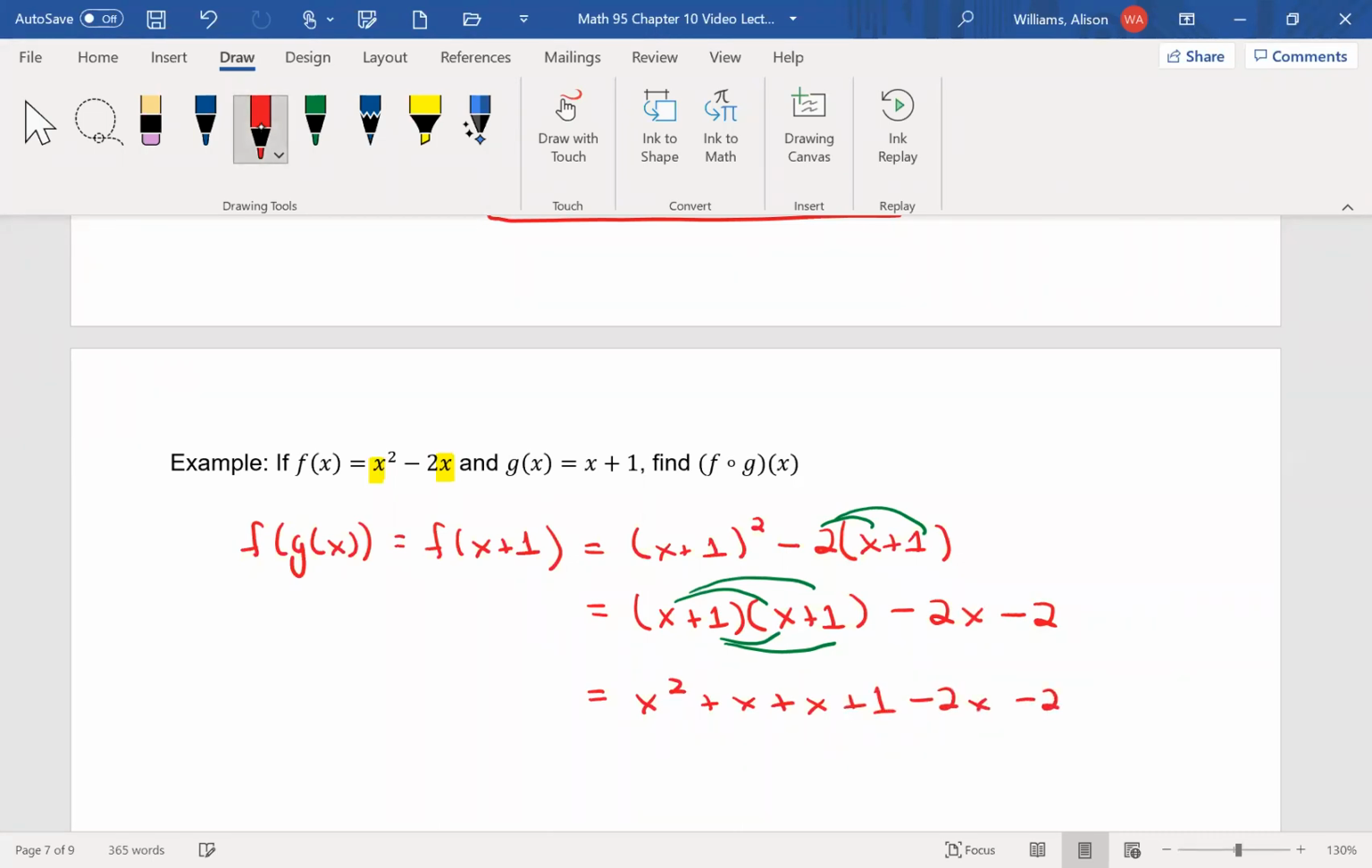And then I'll bring that down and combine some like terms here. Positive x and positive x is plus 2x, minus 2x. That actually all cancels out. And we're left with x squared minus 1. And that's our answer for that.